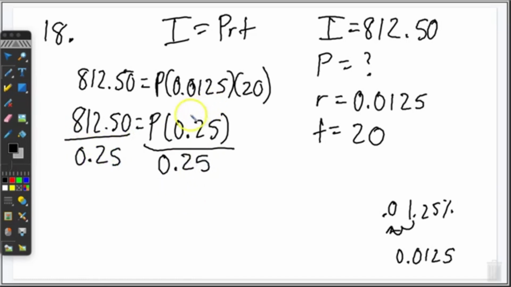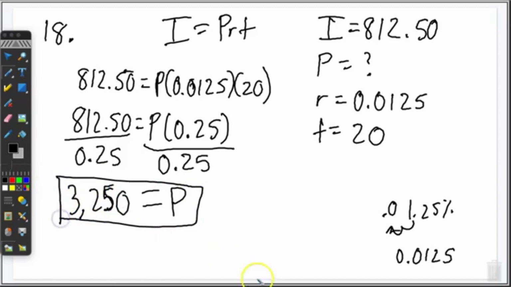So now 0.25 divided by 0.25 is 1, or 1P. You don't have to put the 1. And then we have 812.50 divided by 0.25. And we will end up with 3,250. That is how much Samson put into the bank account when he first opened it. All right? Number 19.